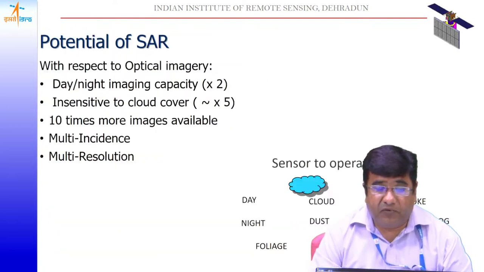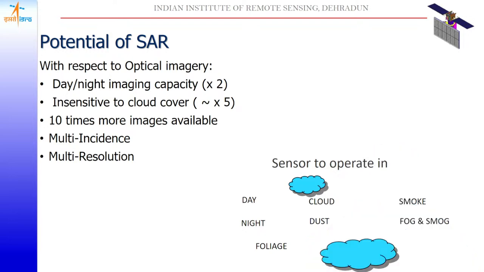Now, what is the potential of SAR? With respect to optical imagery, we have double the capacity, because in SAR we can do imaging in the day as well as in the night. So compared to optical, we have twice the data, and it is insensitive to cloud cover, because it works in the microwave region, which has a much larger wavelength, so it can penetrate the cloud. So we have 5 times more data compared to optical data. If we combine this day-night operation with insensitivity to cloud cover, we can have 10 times more images available in SAR.